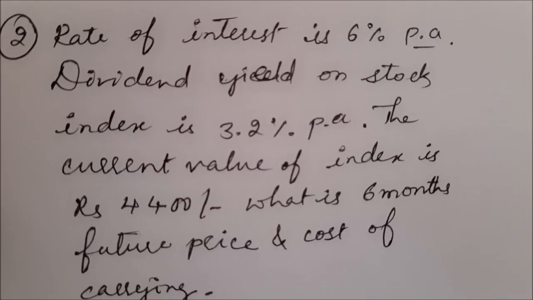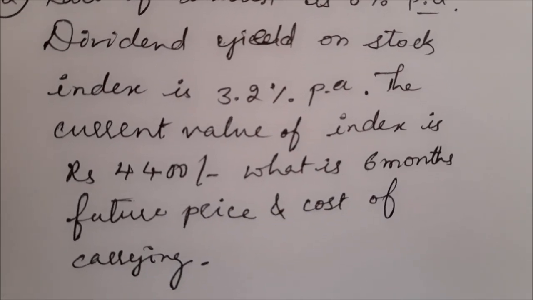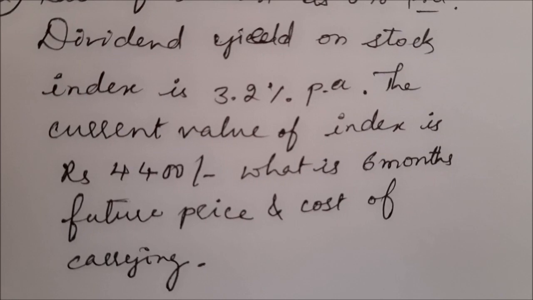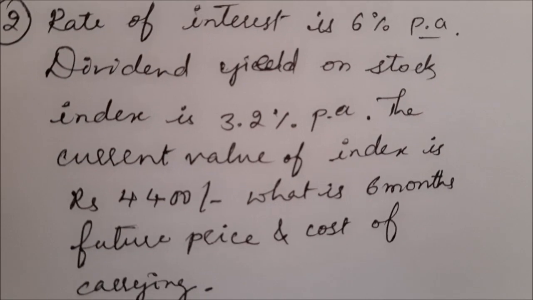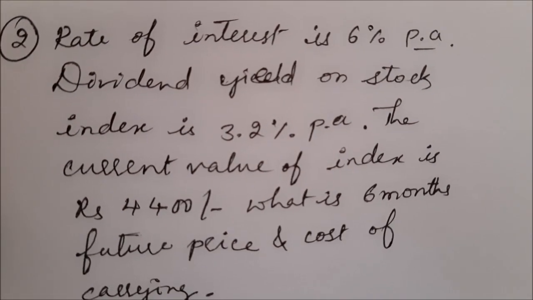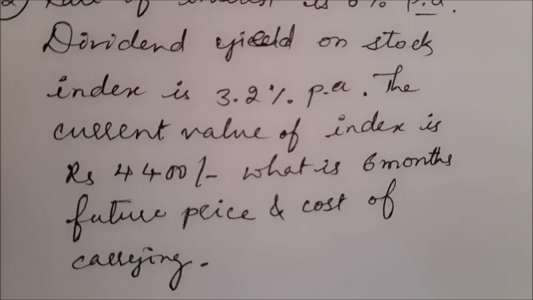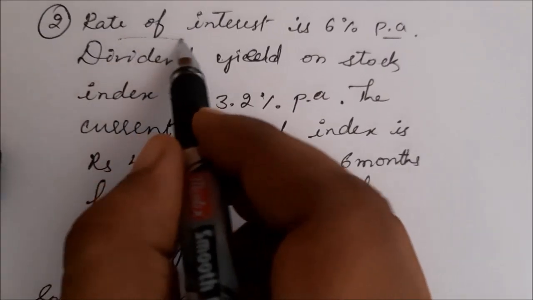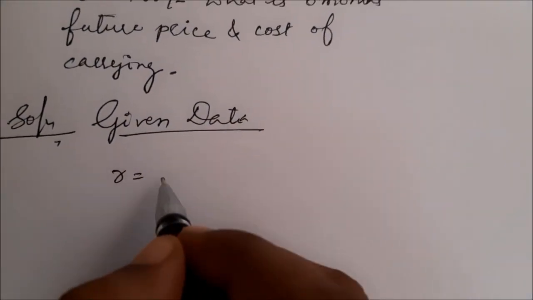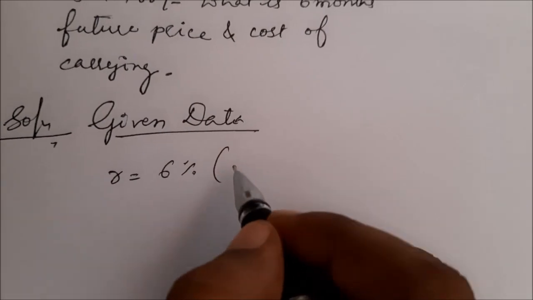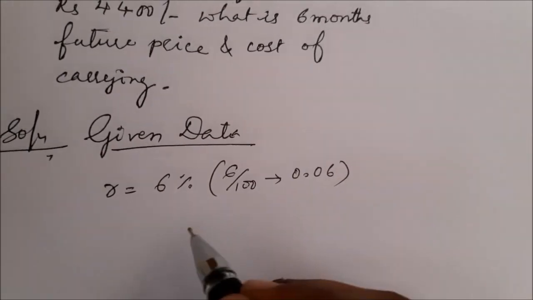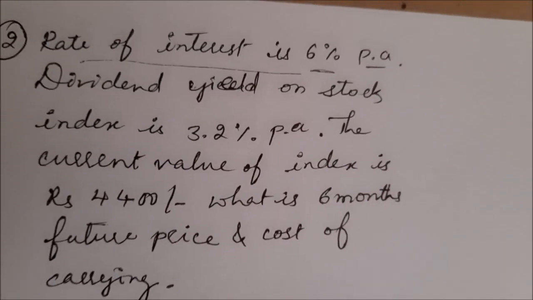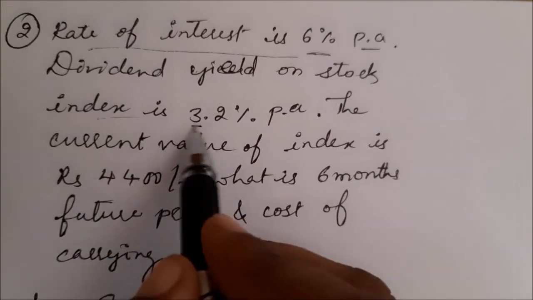Let's see another problem. Rate of interest is 6% per annum. Dividend yield on stock index is 3.2% per annum. The current value of index is rupees 4,400. What is the 6 months future price and cost of carrying? Here you have to calculate the future price as well as the cost of carrying. So write down the given data. Rate of interest 6% is given in the problem. It means 6 by 100, 0.06.